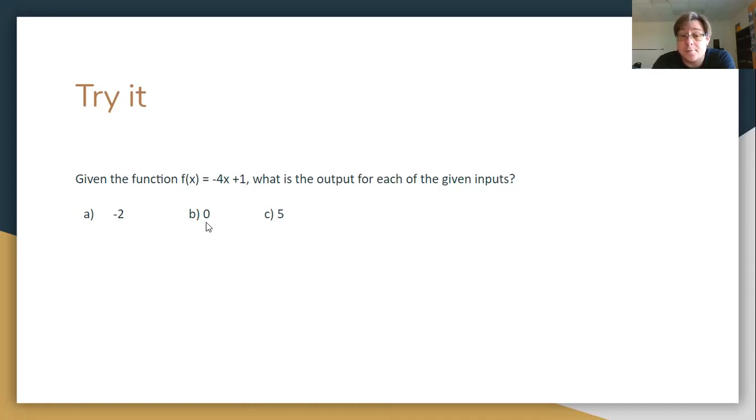If I plug in a 0 for it, I'd get f of 0 is equal to -4 times 0 plus 1. That's just a 1. If I were to plug in a 5, that'd give me -20 plus 1 is -19. So you're just substituting the value into the notation.